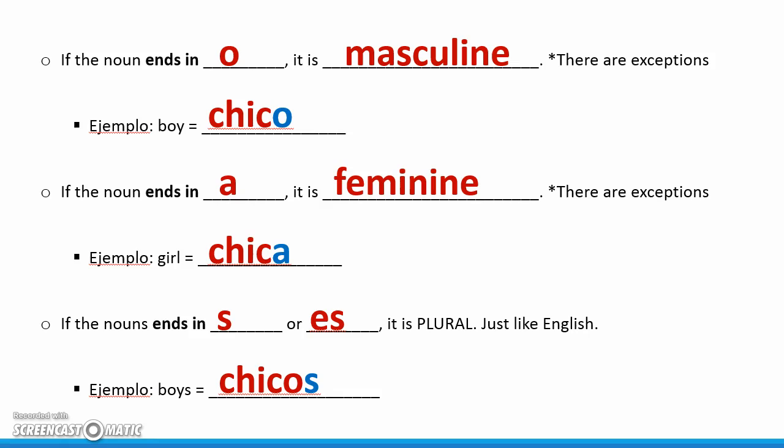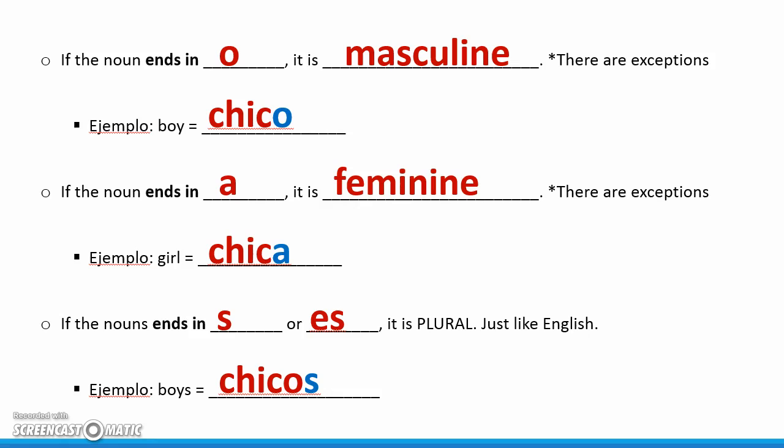So, we've talked about this a little bit in class. A girl has an ending in an A. Her name is going to end in an A in Spanish, like Maria, Josefina, Julieta, because they're all female names. And if a name ends in an O in Español, Pablo, Roberto, those are all masculine names. And just like in English, to make a word plural, all I have to do is add an S or an ES.